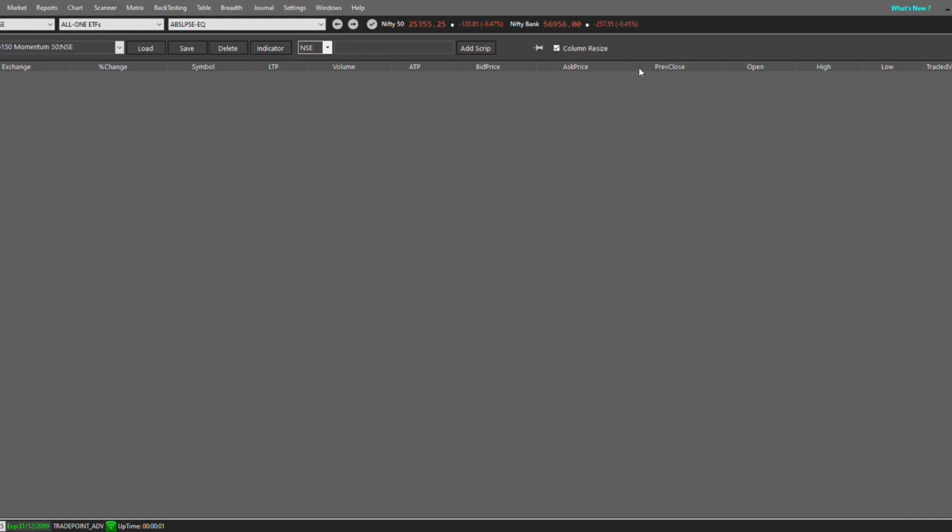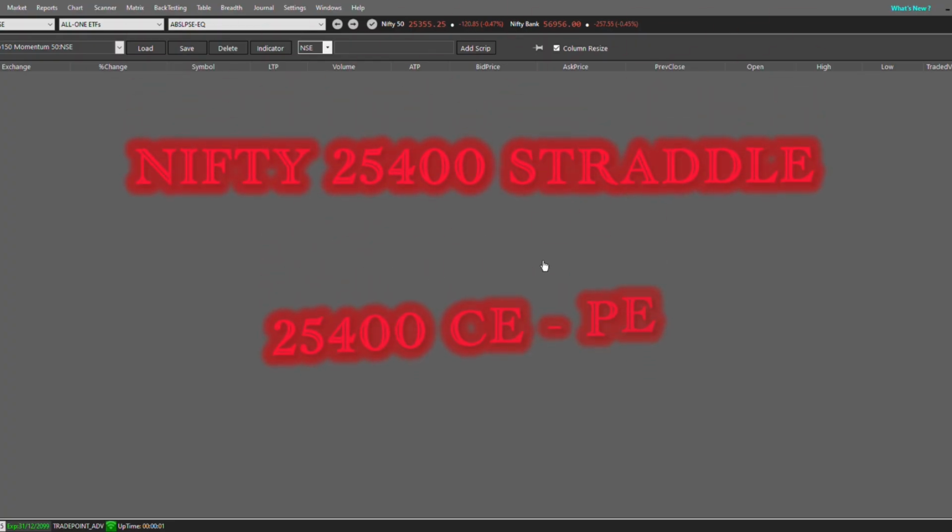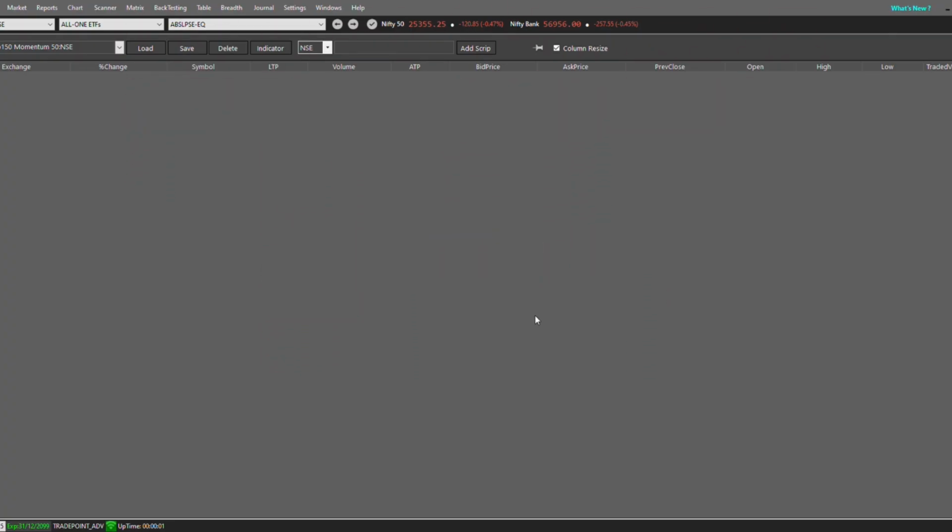So first of all, I am opening this PNF chart in Tradepoint. There are many applications you can trade in, but I have Tradepoint in my system. First of all, I will plot a PNF chart. I will plot a straddle of Nifty, today's expiry 25,400 straddle.